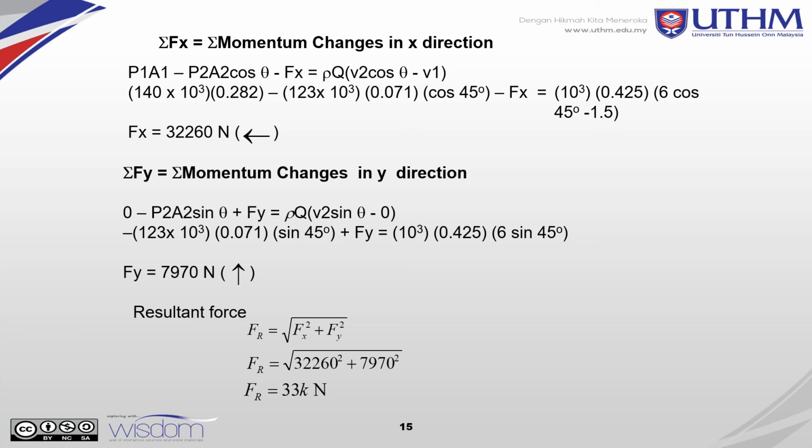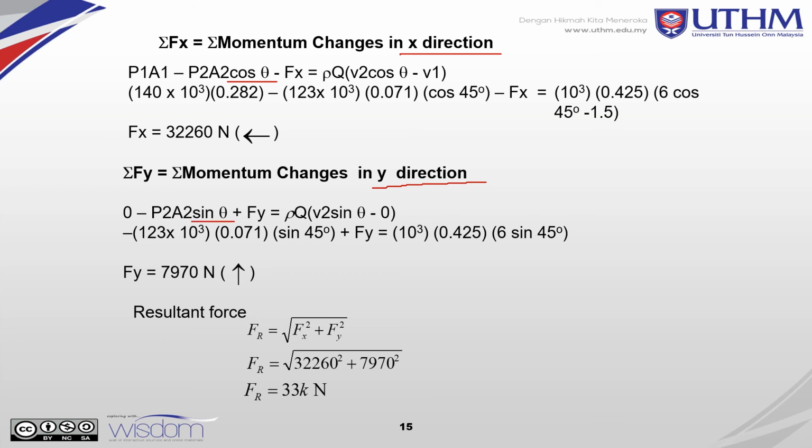So apply the momentum change in the x direction. You have P1 times A1 minus P2 times A2 cos theta minus Fx equals density times Q times (V2 cos theta minus V1). Just remember that for the x direction, you must use cos theta. In the y direction, you must use sin theta here.